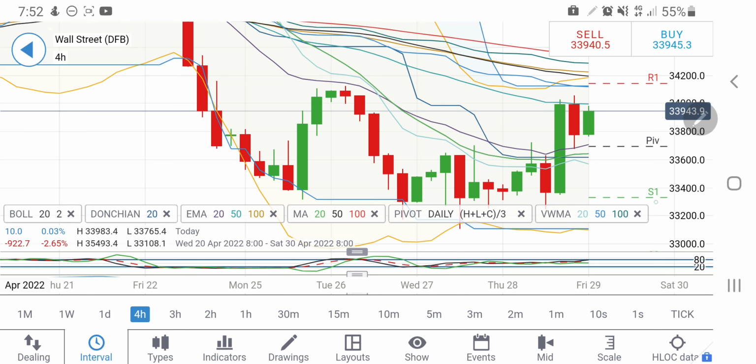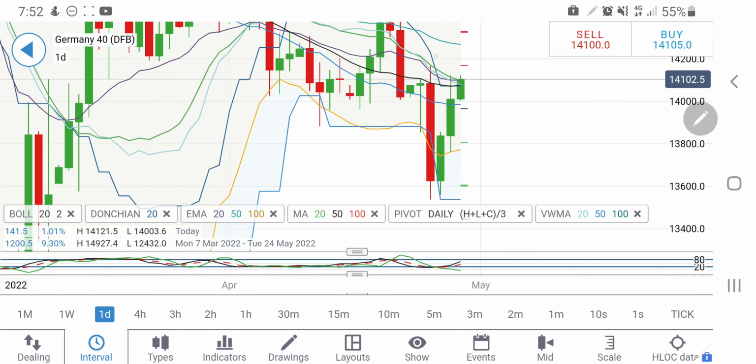Now let's have a look at Germany 40. Similarly, Germany 40 is trading above this critical support at 14,100. This is going to remain a fairly strong resistance zone for Germany to break, and if it trades and sustains above this zone, I expect it to be bullish, and the next target is going to be somewhere here at 14,180, 14,200 zone. Beyond that, it may rise strongly towards 14,250 levels, which may provide a little resistance.